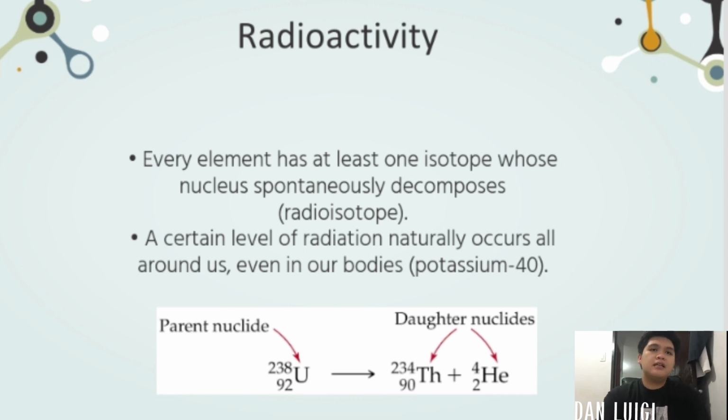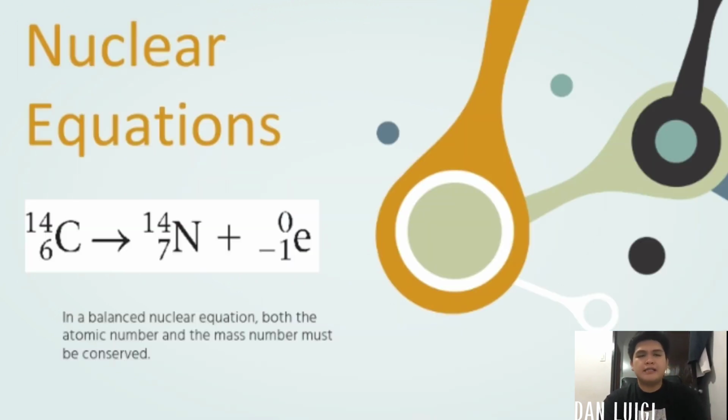Now, these are nuclear equations. As we can see, this is carbon. The atomic number of carbon is 6, and it has an atomic mass of 14. It then yields nitrogen, with atomic number 7. And why?